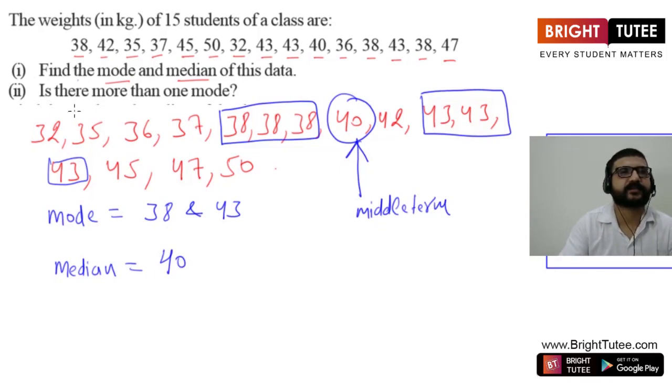Now the first question is already answered. We have to find mode and median. Mode is 38 and 43 and median is 40. And the second question is, is there more than one mode? So we can say yes, there are two modes.